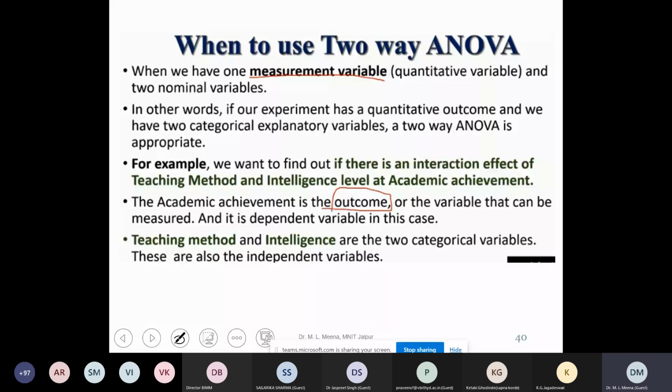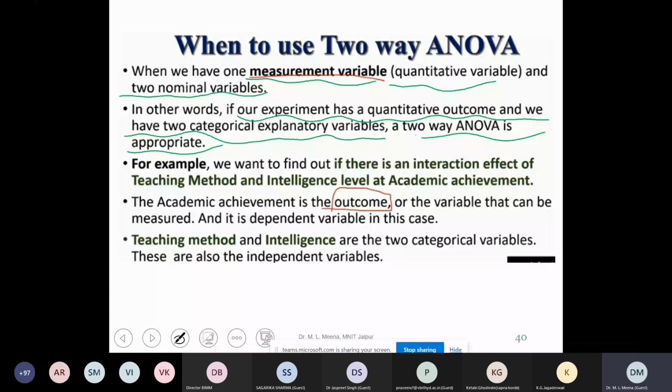When to use two-way ANOVA? When there is one measurement variable, that is the quantitative variable, and two nominal variables. In other words, if our experiment has a quantitative outcome and we have two categorical explanatory variables, a two-way ANOVA is appropriate as compared to one-way.